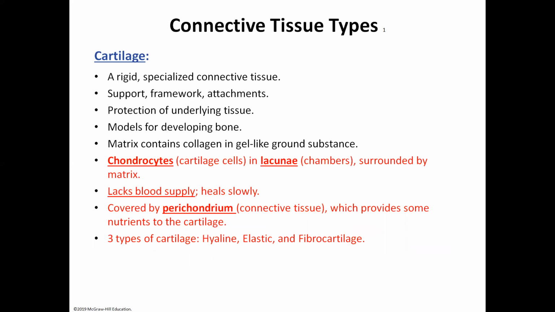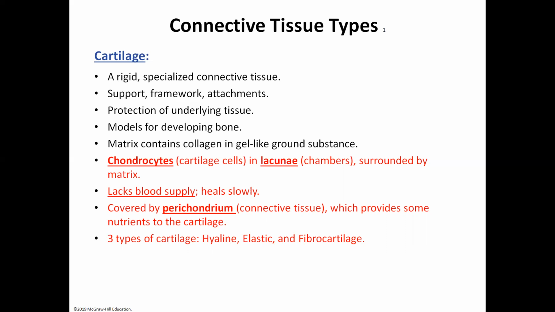When we think about the cells that make up the cartilage, we have something called chondrocytes. Chondro means cartilage, and cytes means cells. So these are our cartilage cells. They're found in these little hollow chambers called the lacuna, which is surrounded by the matrix, I apologize. Again, cartilage does not heal very well, and one of the reasons it takes a long time to heal is because they don't really have a great blood supply.